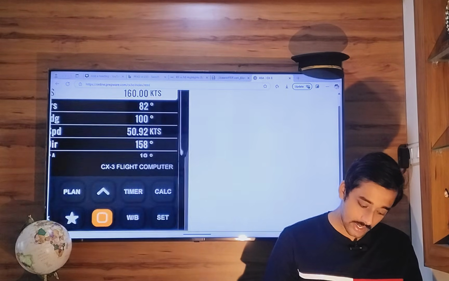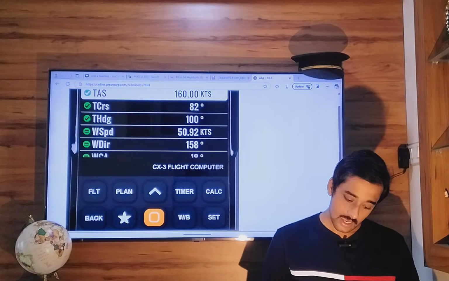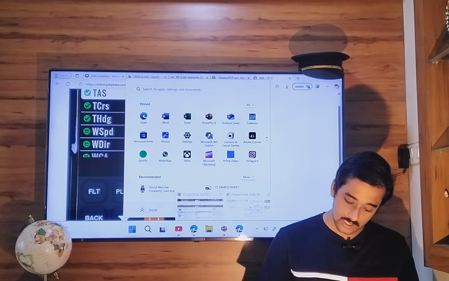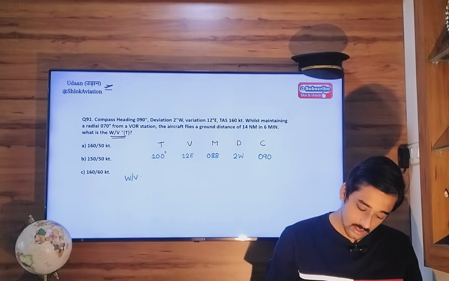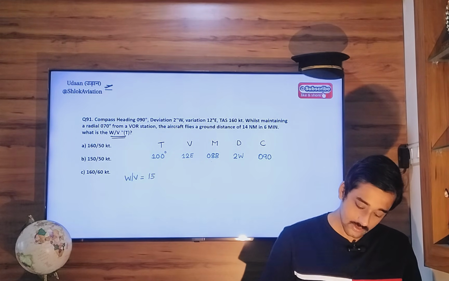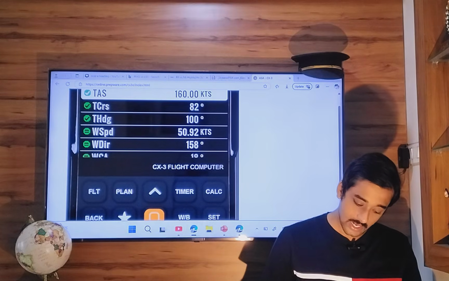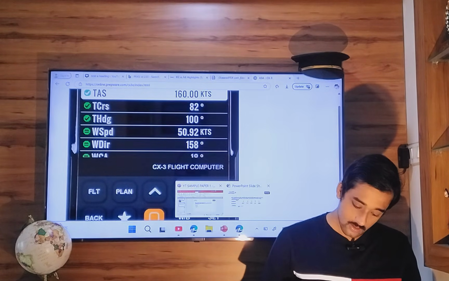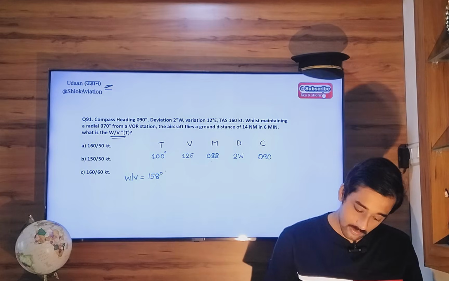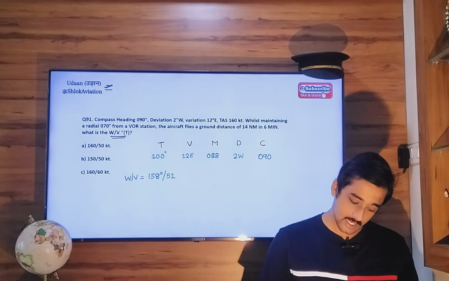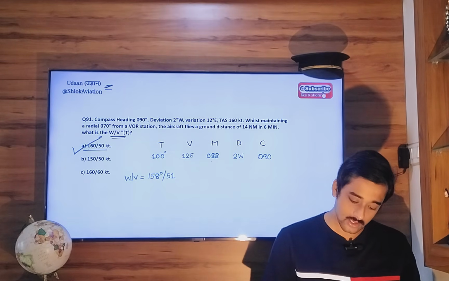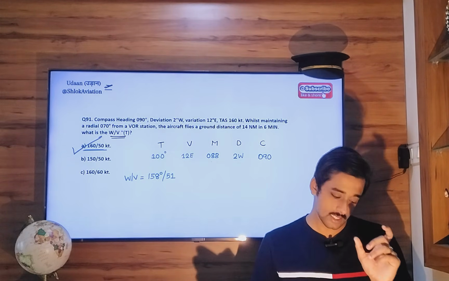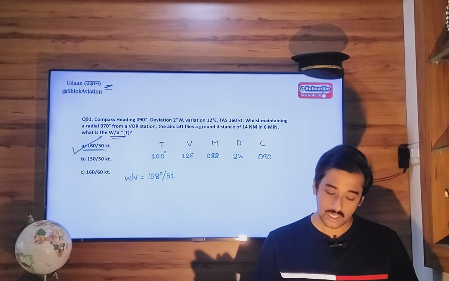This gives us a wind direction of 158 degree and a wind speed of 51 knots. Okay. So our final answer is wind velocity is 158 degree at 51 knots. So the closest option here is 160 at 50 knots, option A. So 158 degrees approximated to 160 and wind velocity 51 knots is 50 knots. So this is your answer.